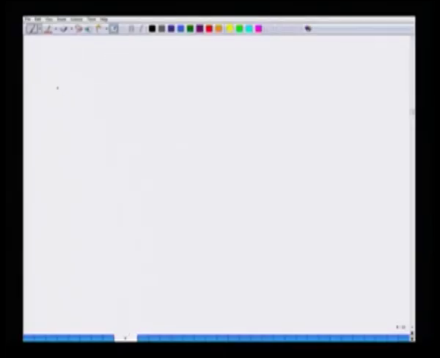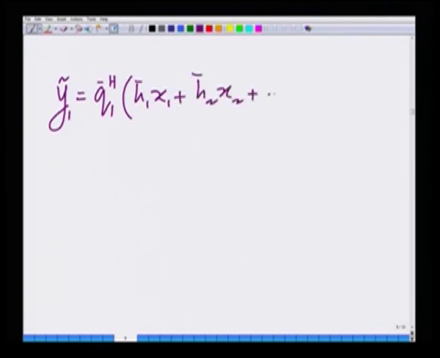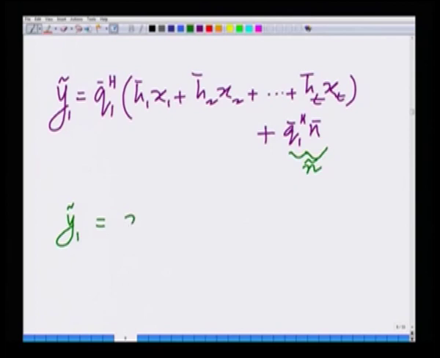which can essentially be represented as Y1 tilde equals Q1 bar Hermitian into H1 bar X1 plus H2 bar X2 plus Ht bar Xt plus Q1 bar Hermitian N bar. This is some noise N tilde, and at this point I can see that Q1 bar Hermitian H1 is 1, hence this is 1 times X1. So, Y1 tilde equals X1 plus Q1 bar Hermitian H2 is 0, so 0 plus so on plus 0 plus some N tilde.